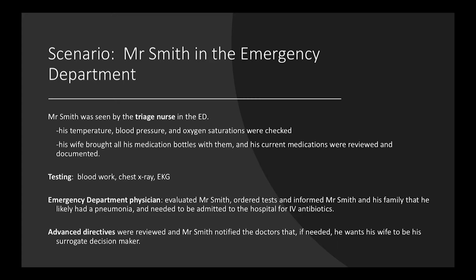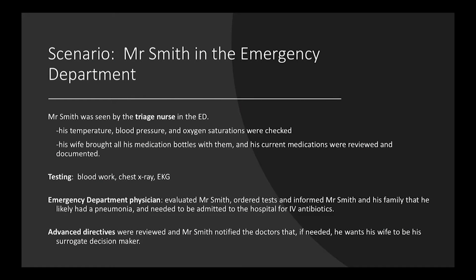The emergency department physician led the team in the emergency department and informed Mr. Smith and his family that based on the symptoms and test results, he likely had a pneumonia and he needed to stay in the hospital for IV antibiotics. The team spoke with Mr. Smith and his family about his advance directives. He had previously completed a written durable power of attorney designating his wife as his surrogate decision maker.